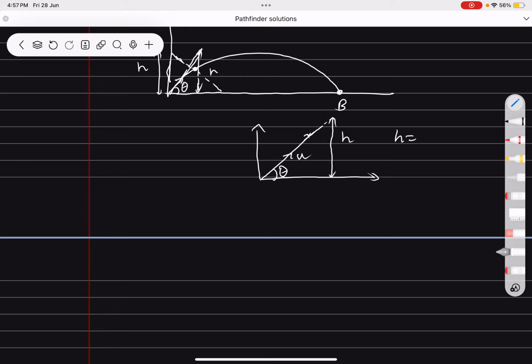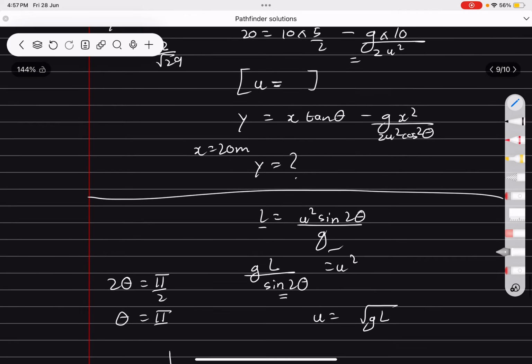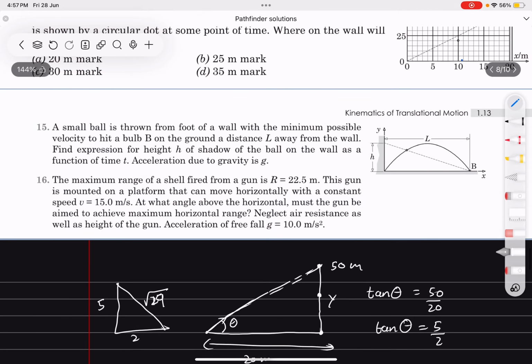h, the y coordinate, is uy into t. What is vy? vy is root gl into sine theta. Sine theta is 1 by root 2, into t. Your answer is root gl by 2 into t. So this completes the second problem. We'll go back to the third one.